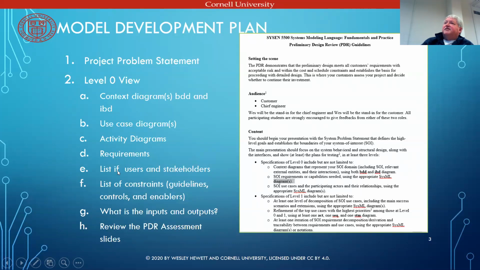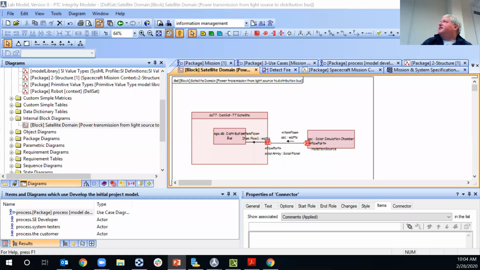Also, the list is supposed to be of users and stakeholders. Let me fix that. It's one of these things that drives me crazy. Lists. I believe in fixing these things before I forget them. There we go.